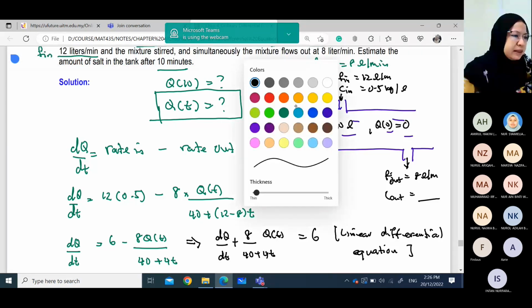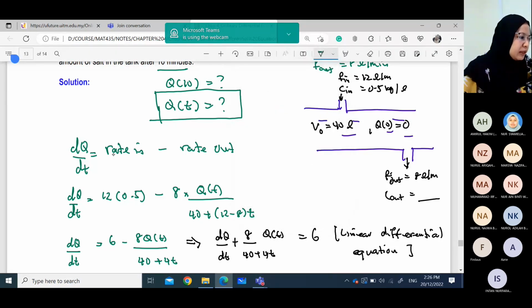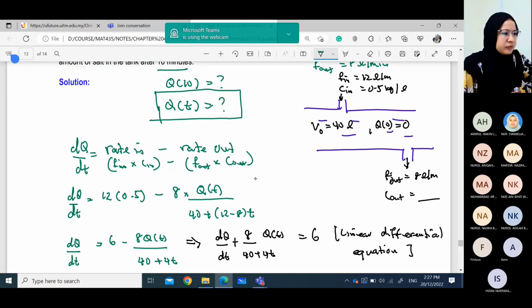So what is a rate in and flow in? Rate in is a flow in times C in. Okay, so minus with flow out, multiply with C out, concentration out. Okay, boleh?